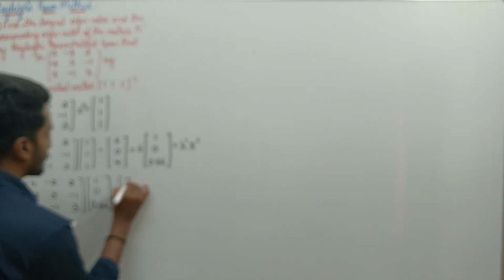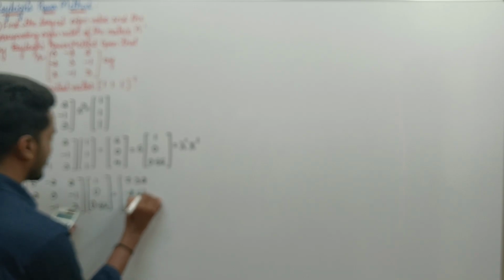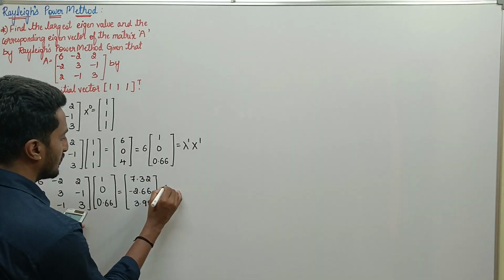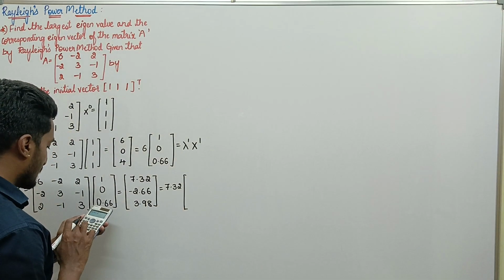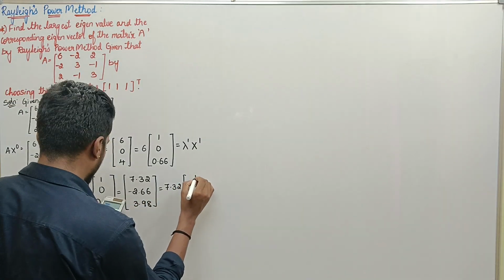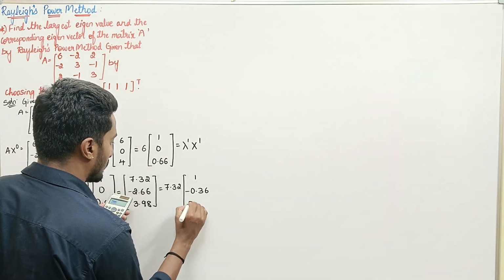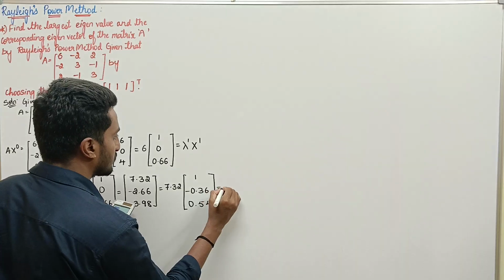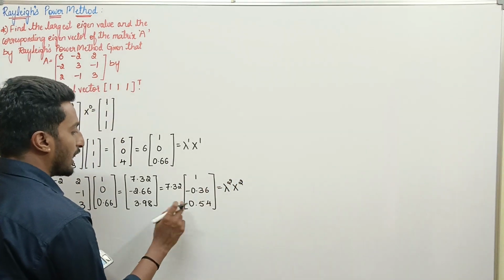You get 7.32, -2.66, 3.98. Which is the largest eigenvalue? 7.32 is the largest eigenvalue. Just divide by 7.32. You get 1, -0.36 and 0.54. Done? Yes. Now this will be our lambda 2, the eigenvalue and eigenvector.